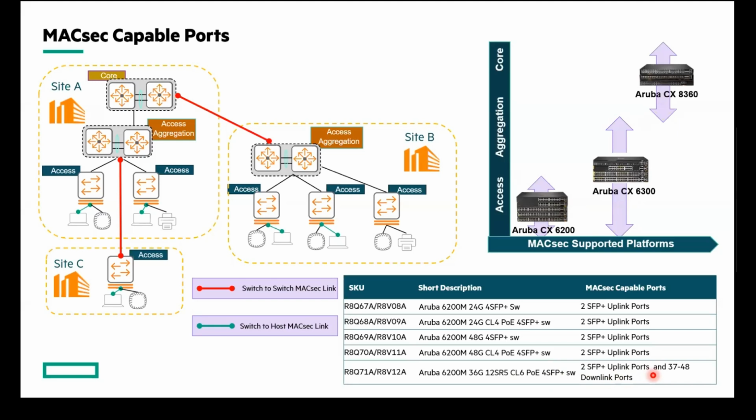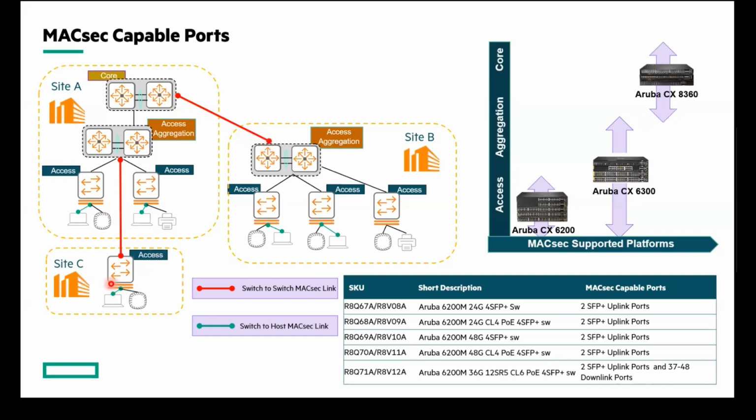First, let's understand the use case of switch-to-switch MACsec link. It protects the access layer to the aggregation layer and the aggregation layer to the core layer. In this example, consider you have three sites, site A, site B, and site C. How do we protect the connectivity between these sites? The connectivity could be potentially vulnerable, so MACsec is really needed in such connectivity between different sites.